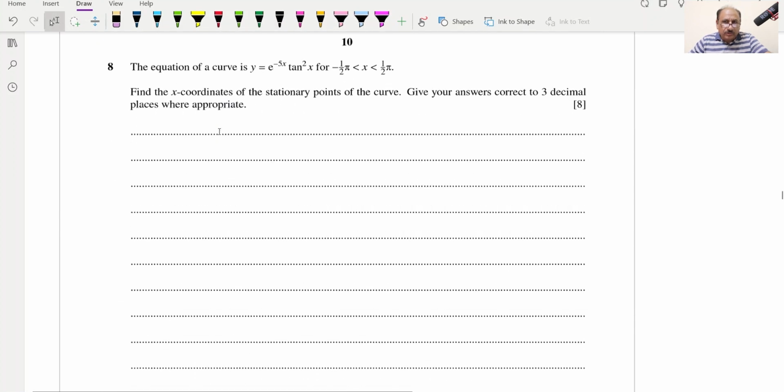Now we can move to the next question, which is question number 8. Question 8 says the equation of the curve is y is equal to this one for this range, minus pi by 2 to pi by 2. Find the x coordinates of the stationary point of the curve. Give your answer correct to 3 decimal places where appropriate. So this is the equation which is given.